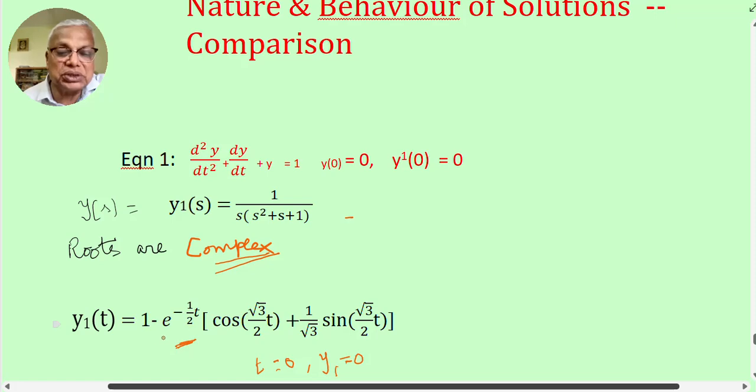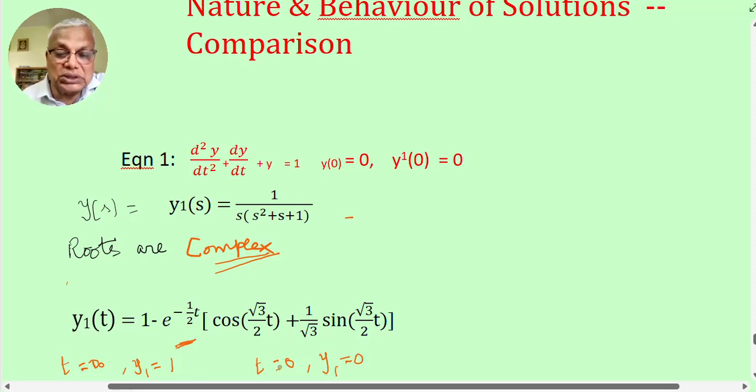If you put t equal to 0, y1 will be 0. If you put t equal to infinity, what will be y1? If you put t equal to infinity, this term will become 0, whereas these two will be finite. So it will be 1 minus 0, so y1 will be 1. So at t equal to 0, y1 is 0, and at t equal to infinity, y1 will be equal to 1.